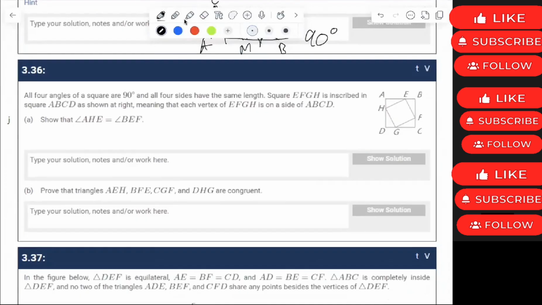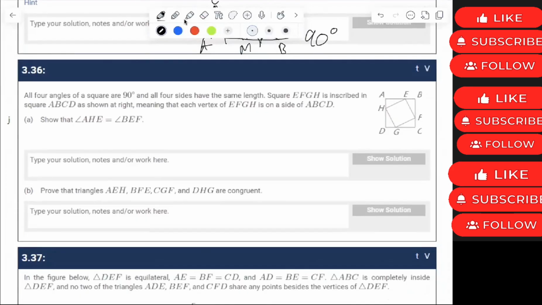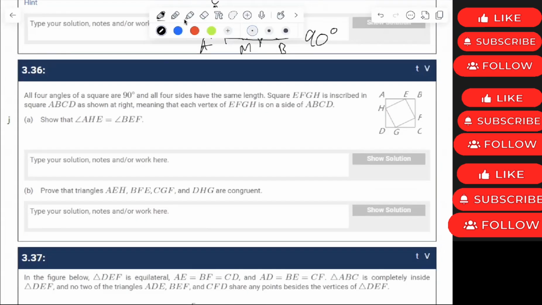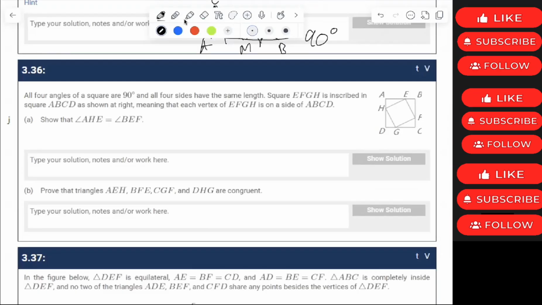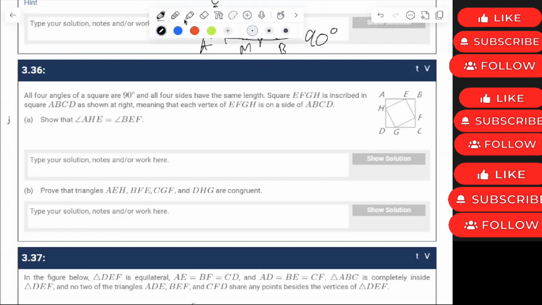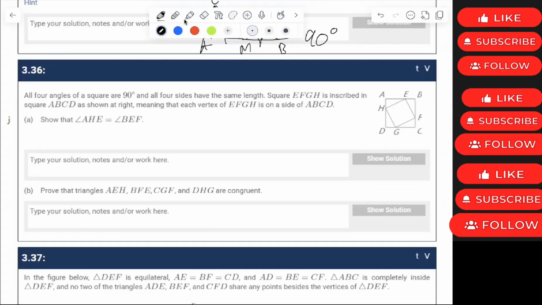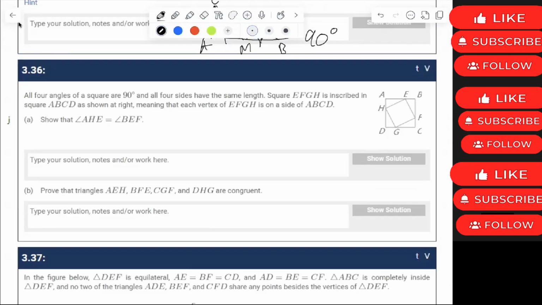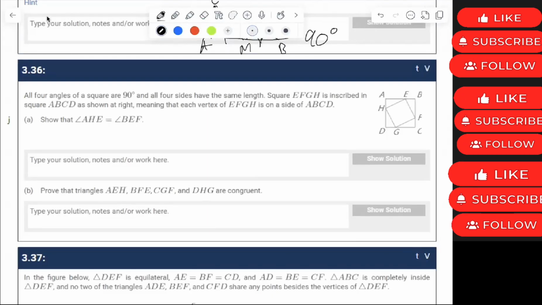All four angles of a square are 90 degrees, and all four sides have the same length. Square EFGH is inscribed in square ABCD as shown at right, meaning that each vertex of EFGH is on a side of ABCD. Show that AHE is equal to BEF, and prove that AEH, BFE, CGF, and DHG are congruent. Also, try this question and tell us in the chat.